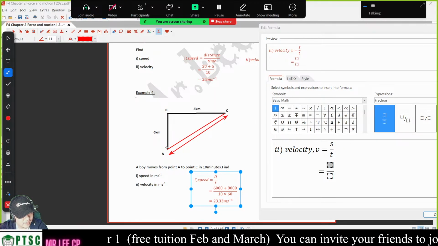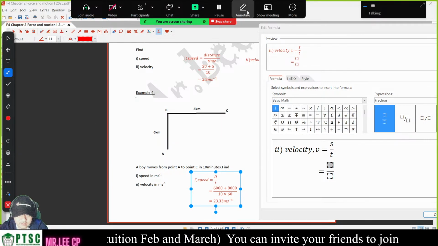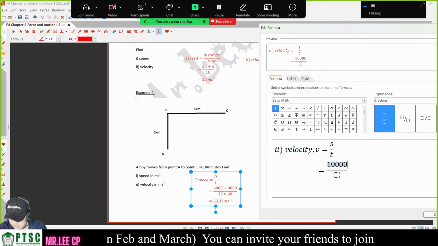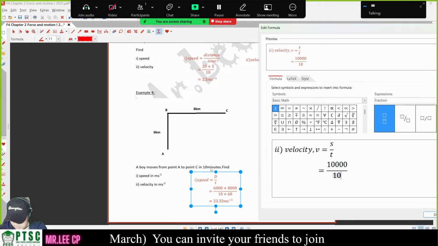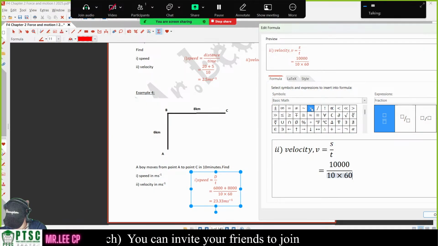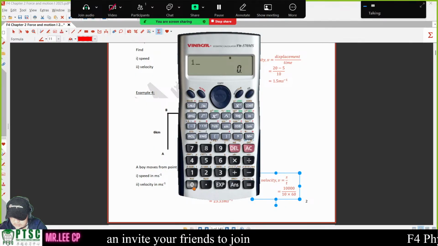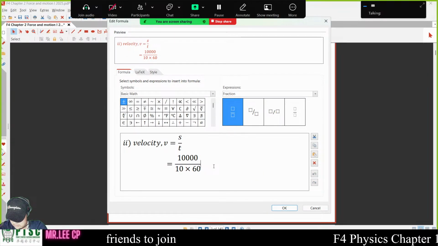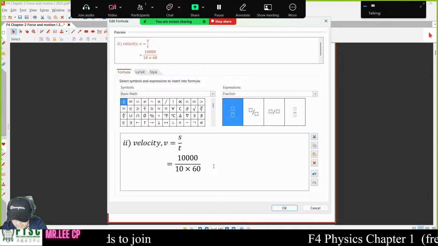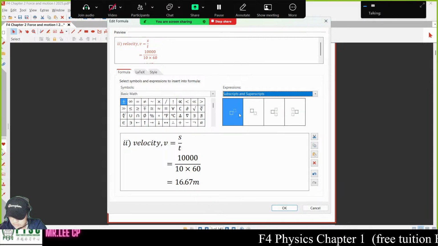So you have learned this in lower form 6 at 10. Alright, so this one is 10 km, so this one is 10,000. Right, Pythagoras theorem. Alright, so time is 10 minutes, 10 times 60. Okay, so 10,000 divided by 600. So we'll get 16.67. So you get 16.67 as the velocity. ms minus 1, the unit.